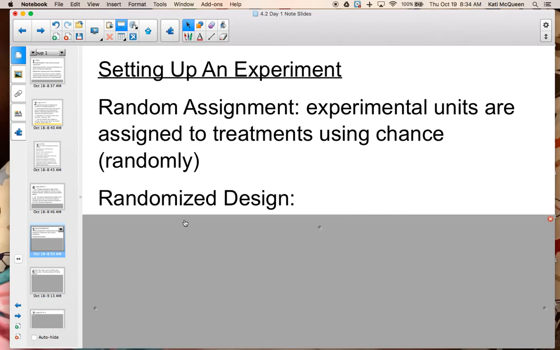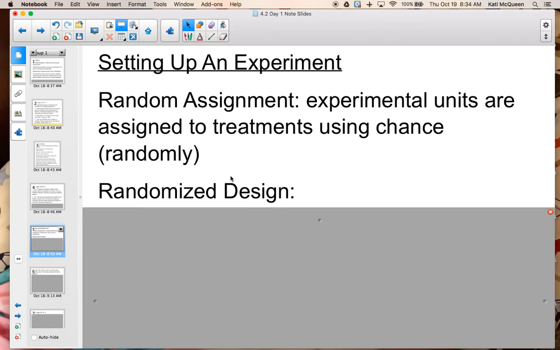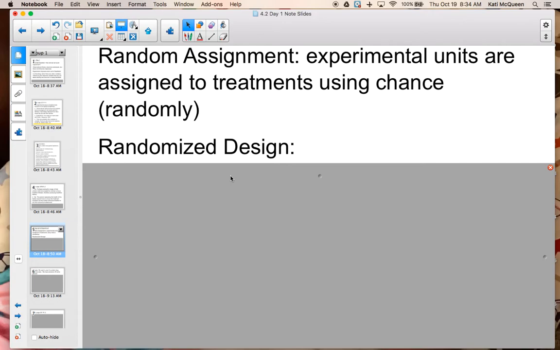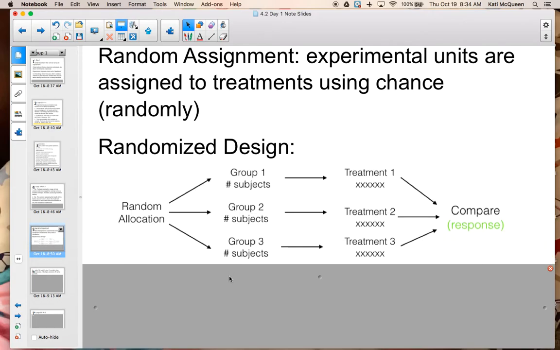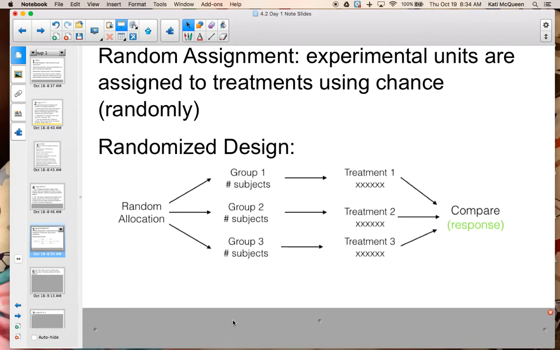All right, so this is randomized design, or sometimes your book or the AP test says completely randomized design. If they ask you to set up an experiment in that way, this is a flow chart that will contain all of the things they're looking for on the AP test. So let's go through the pieces here. I'm always starting with random assignment or random allocation.